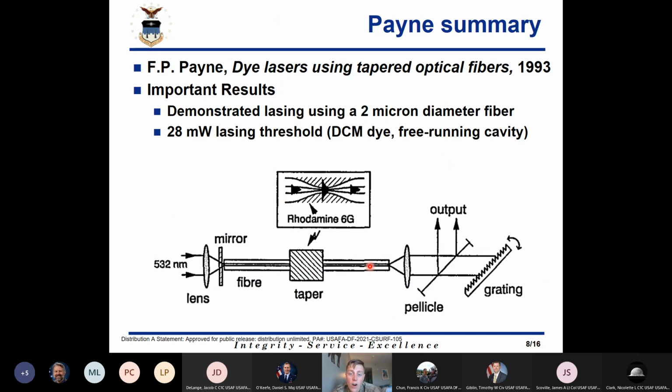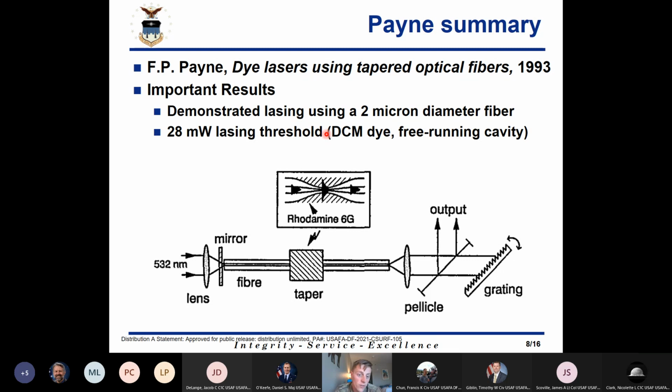So a dye laser has already been created using tapered optical fibers. This was done by Payne in 1993 initially, but there have been a lot of results since then. So some of the important results that Payne measured was that the laser was constructed using a 2 micron diameter fiber. So by our measure, we should be very close to that number, maybe a micron bigger, but in theory, we should be able to still create a laser with that fiber. And they achieved a 28 milliwatt lasing threshold. So that was the minimum power needed to actually create a laser.